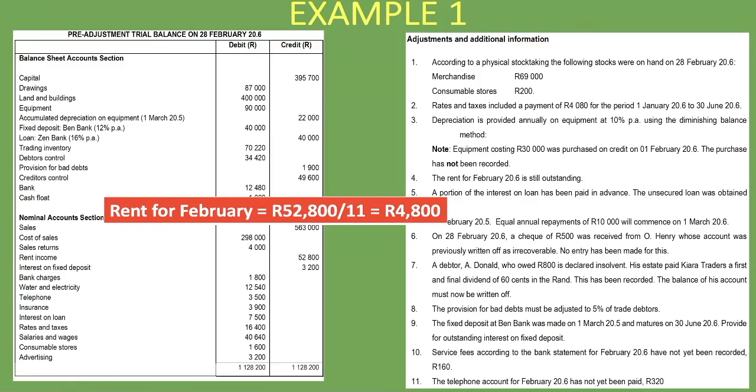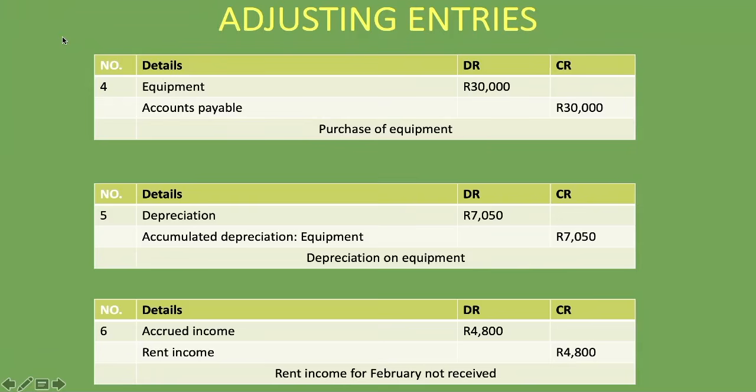So we're going to debit accrued income because that's an asset, and then we're going to credit rent income because rent income is an income and it increases on the credit side. So here is how it's going to look. Accrued income is debited 4,800 Rand and rent income is credited 4,800 Rand, and the narration is rent income for February not received.